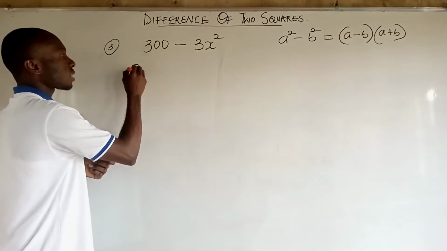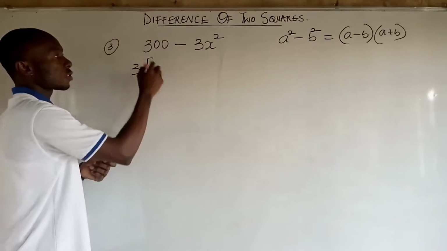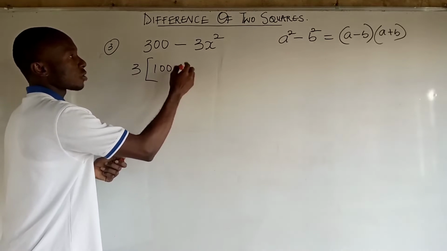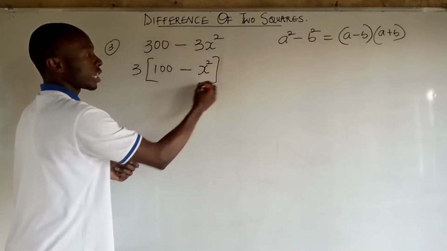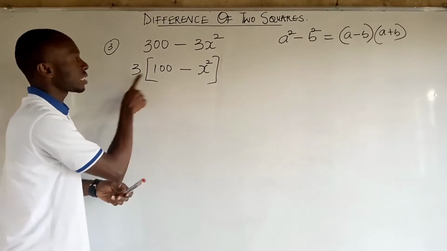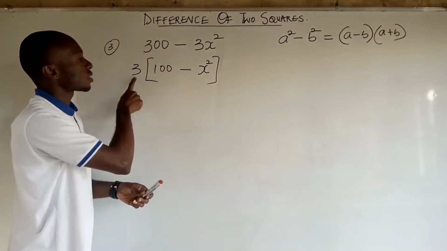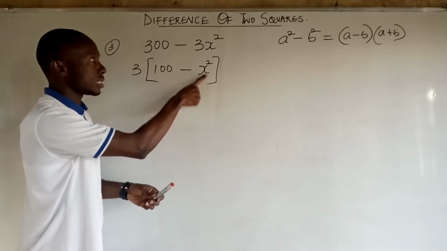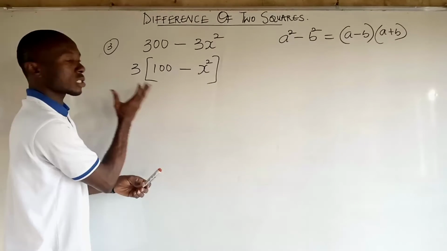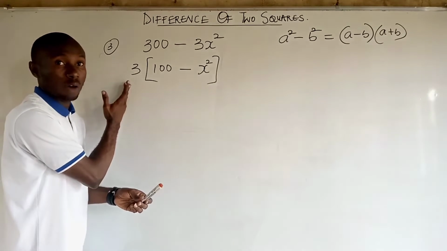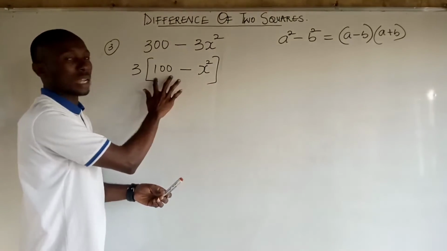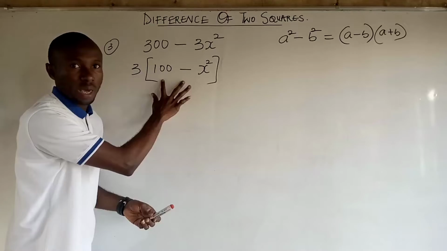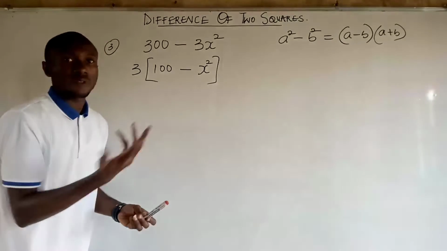So if I factorize 3 out from 300, I'll have 100 minus, if I factorize 3 from 3x squared, I'll have x squared. As if to say 3 times 100 is 300, 3 times minus x squared is minus 3x squared. So we just factored out the 3 factor. Now you can see that this one is very easy to put in the form of a square. So let's go about putting it in the form of a square.